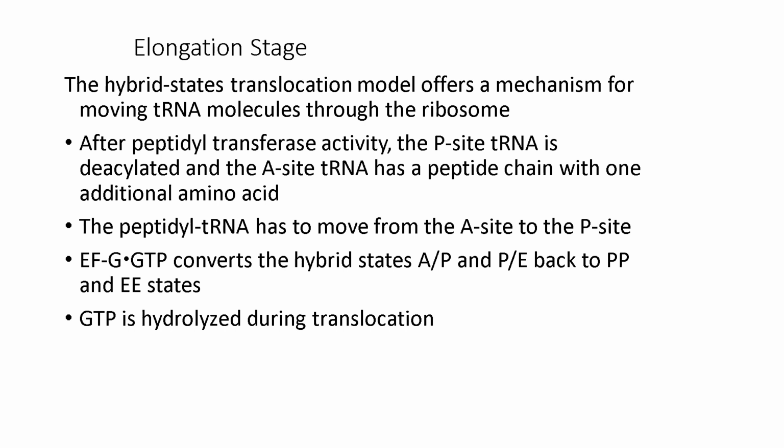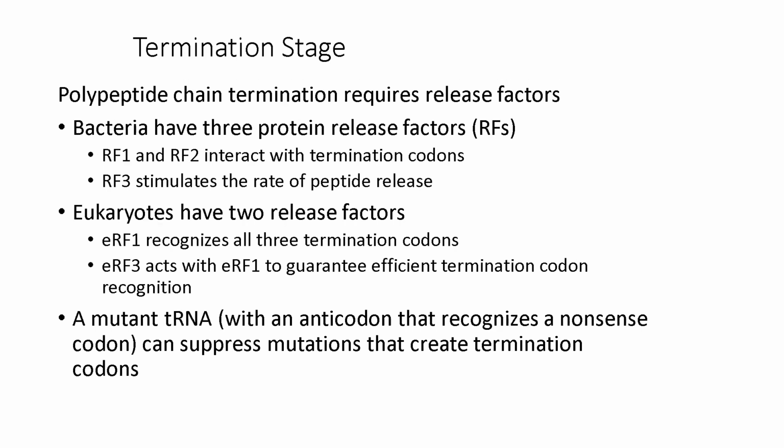The A site is now vacant and ready to accept the next aminoacyl-tRNA. This cyclic mechanism ensures the smooth and rapid elongation of the polypeptide chain. Translation ends when a stop codon, UAA, UAG, or UGA, enters the A site.